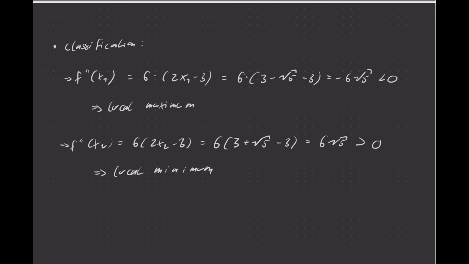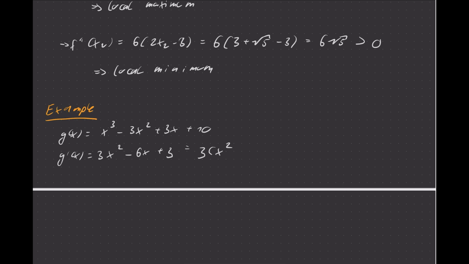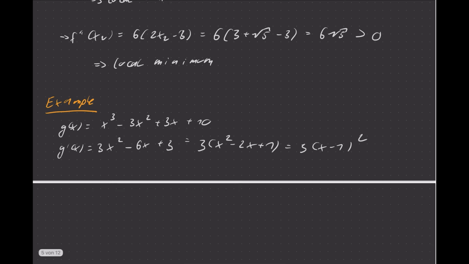Let's quickly have a look at one more example. Just a very brief one. Let's say we have a function g of x. We modify that example slightly. Let's say that's x to the power of 3 minus 3x squared plus 3x plus 10. And then we get g prime of x is 3x squared minus 6x plus 3, or 3 times x squared minus 2x plus 1, or 3 times x minus 1 squared. So the only stationary point here is 1.